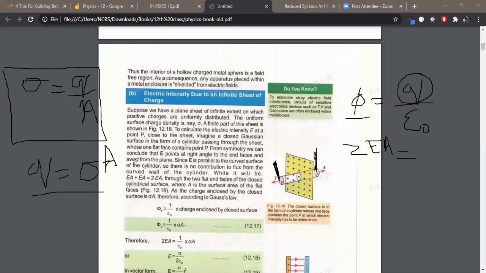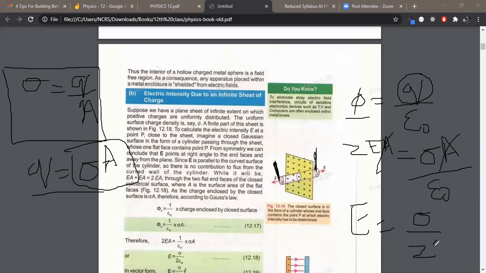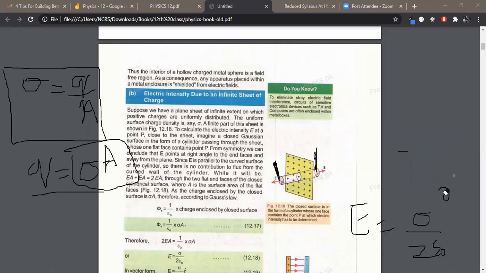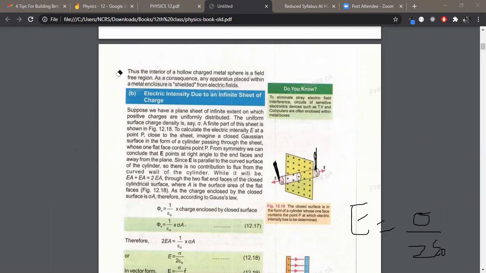So I can replace my q with sigma A divided by epsilon naught, and I can cancel out the area. Yeah, the area quantity can be cancelled, and what I'll be left with is the electric field equals sigma divided by 2 epsilon naught. So remember the formula again, that in case of a large sheet, the electric field is given by the formula E equals sigma by 2 epsilon naught.